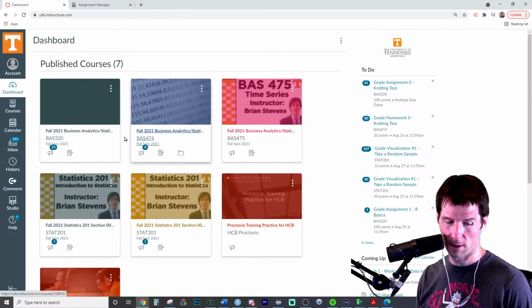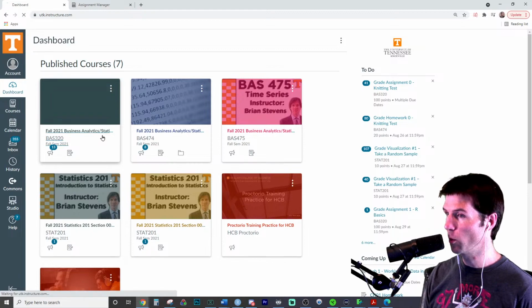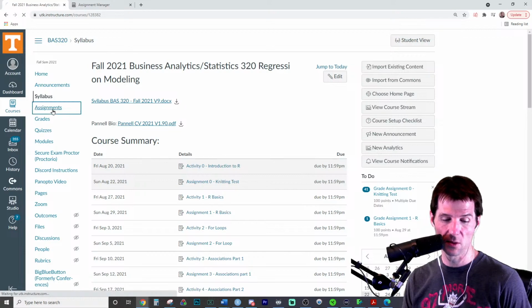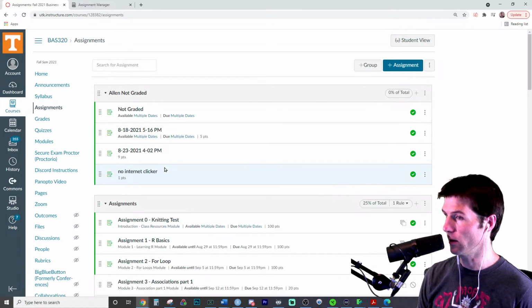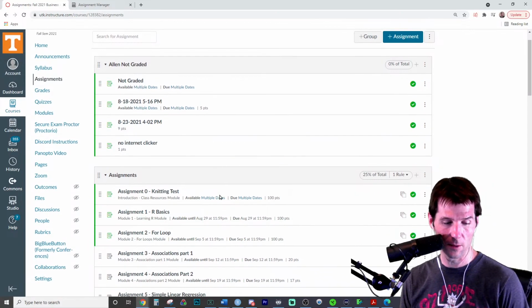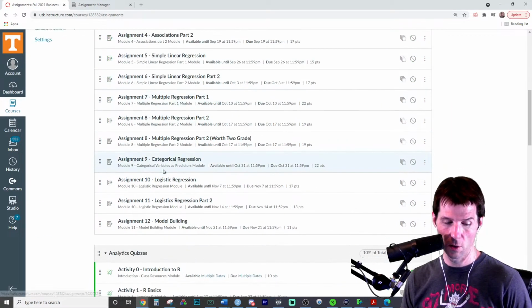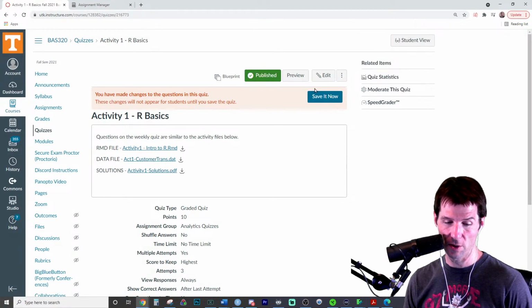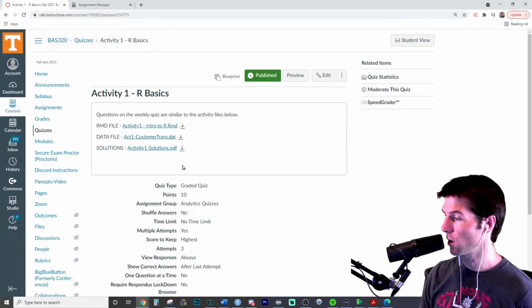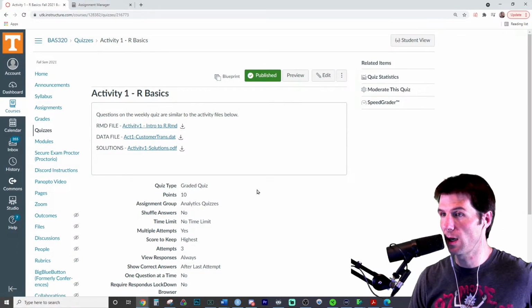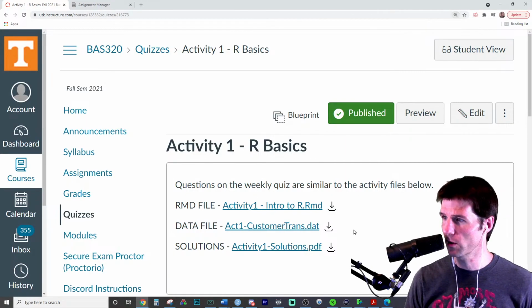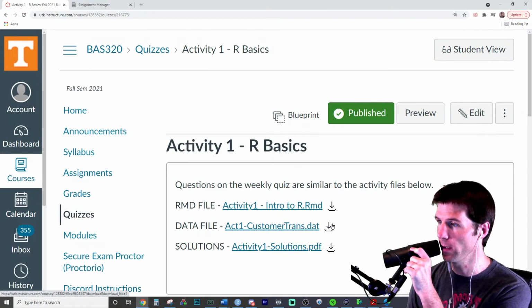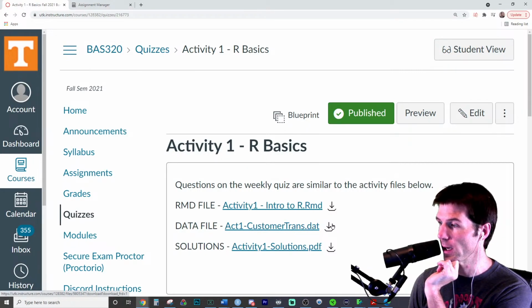Double check this. Here, I'll give you some things to double check. We want to make sure that we have the data downloaded. So we want to go over to the assignments and make sure we have the data downloaded. Let's go over to the activity, RBasics, and in the RBasics activity, make sure you have all of this downloaded right now in your working directory. You won't have the solutions yet, but make sure you have the Act1 cust trans data in your working directory. How's it looking with that, Lindsay?